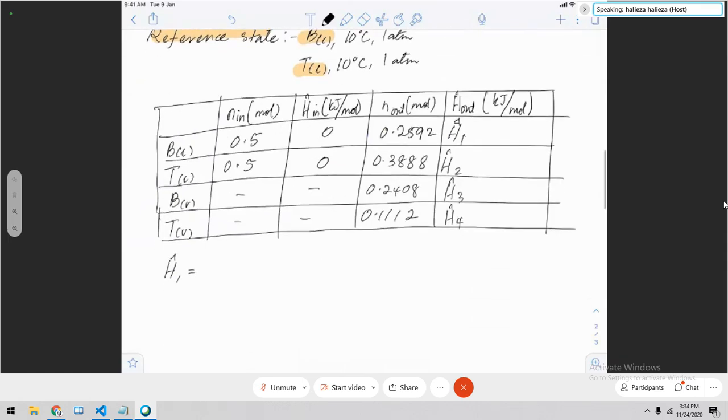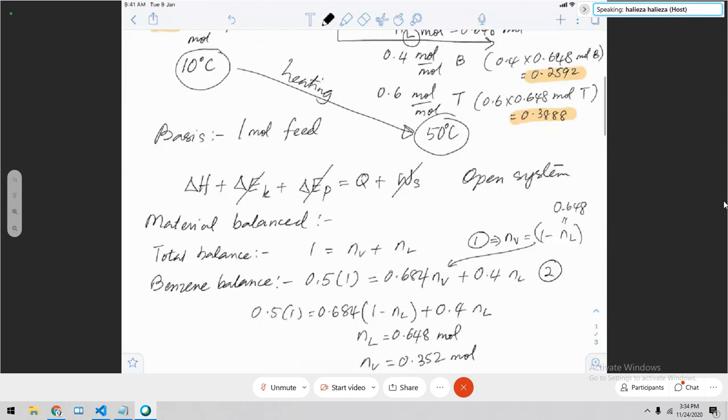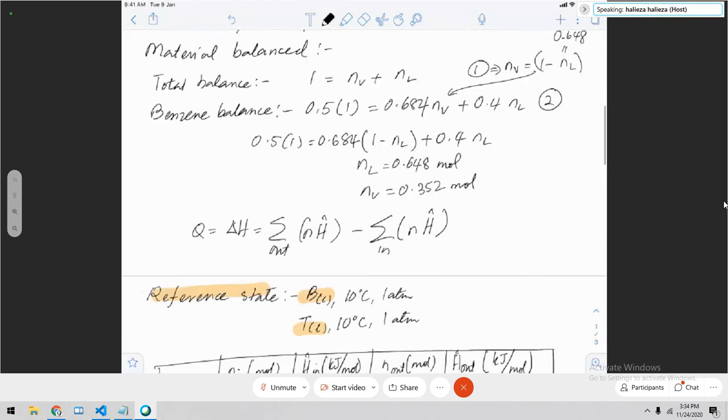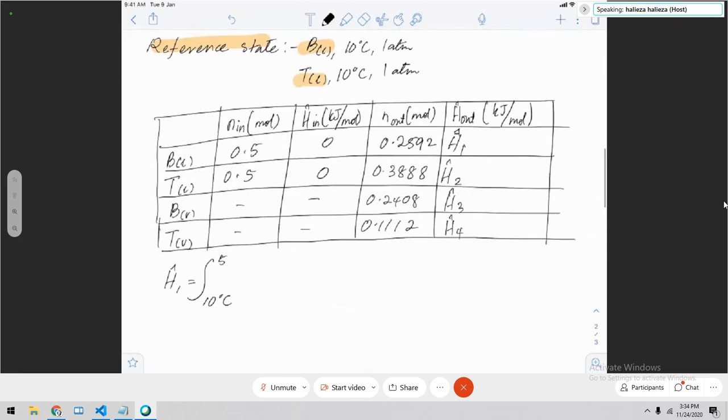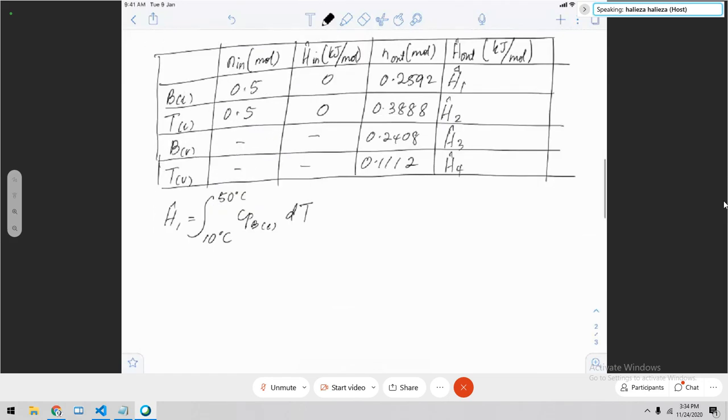So now we're going from 10 degrees C, which is the inlet, to the final temperature that we want, which is 50 degrees C. We need to get the Cp for H1, which is the Cp of liquid benzene with respect to temperature. The same thing you do for toluene, which we denoted as H2. So the temperature will be from 10 degrees C to 50 degrees C. You'll be looking up the heat capacity of liquid toluene with respect to temperature.